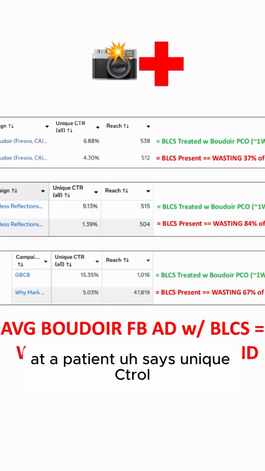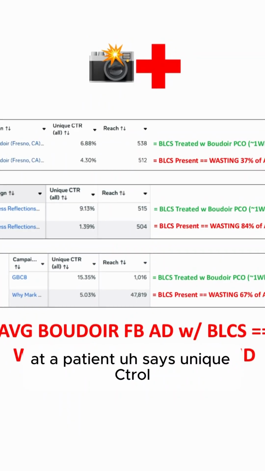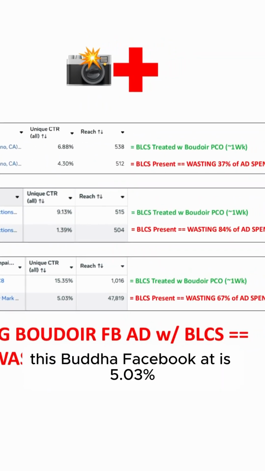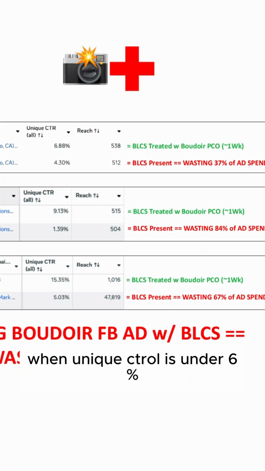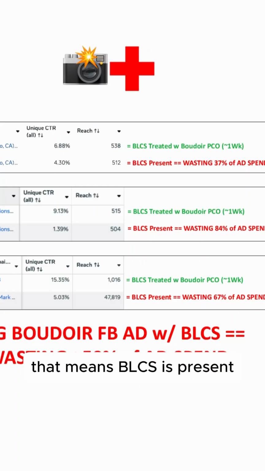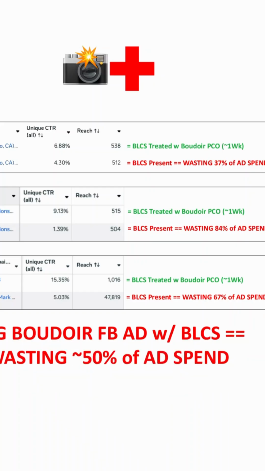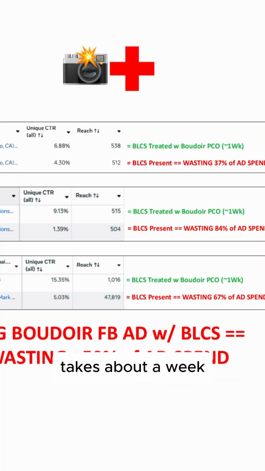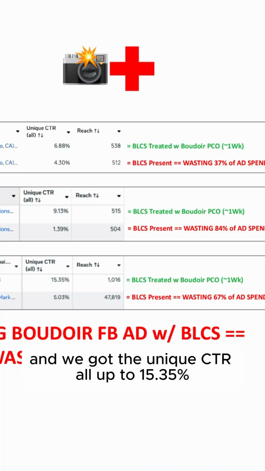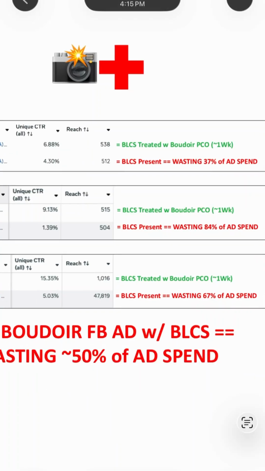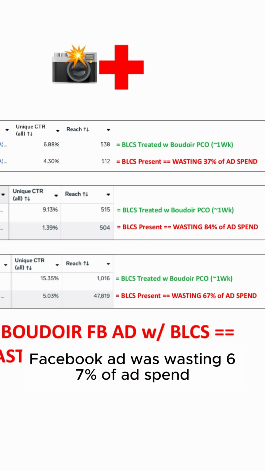Finally, I had a patient whose unique CTR on his Boudoir Facebook ad is 5.03%. When unique CTR is under 6%, that means BLCS is present, Boudoir low-click syndrome. So we know we can treat it with Boudoir Pico. It takes about a week. And we got the unique CTR up to 15.35%. So we found his original Boudoir Facebook ad was wasting 67% of ad spend.